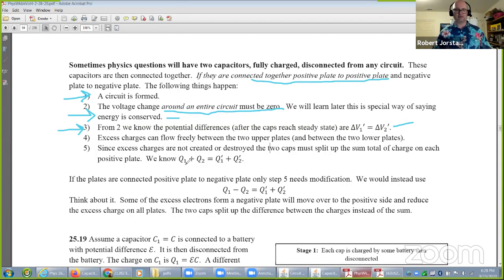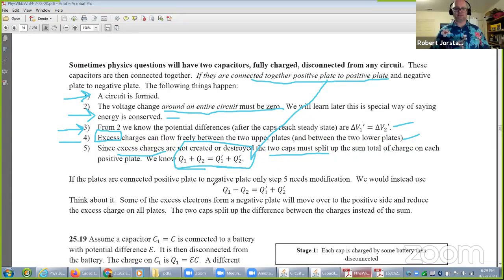I mentioned that already. Excess charges, not all of the protons and the electrons, just the excess ones, effectively flow freely. And again, really it's the electrons moving. And because the electrons move from one region to another, you can leave a positive charge or get rid of an excess positive charge. And that's going to split. All right. And then because the excess charge is not created or destroyed, the two caps must split it up. So the initial excess charge should equal the final excess charge when connected positive plate to positive plate.